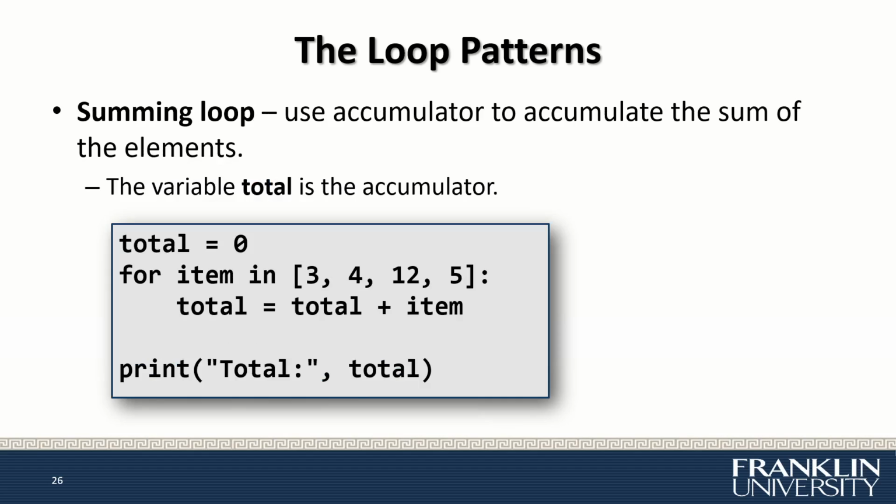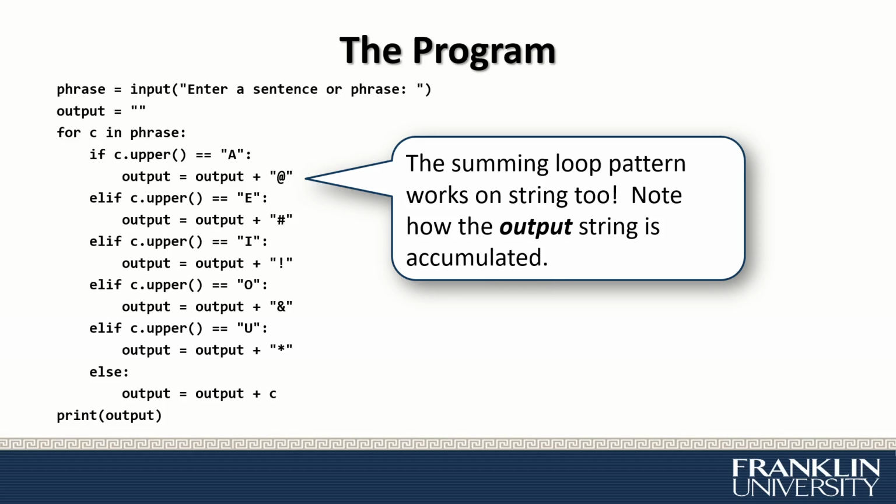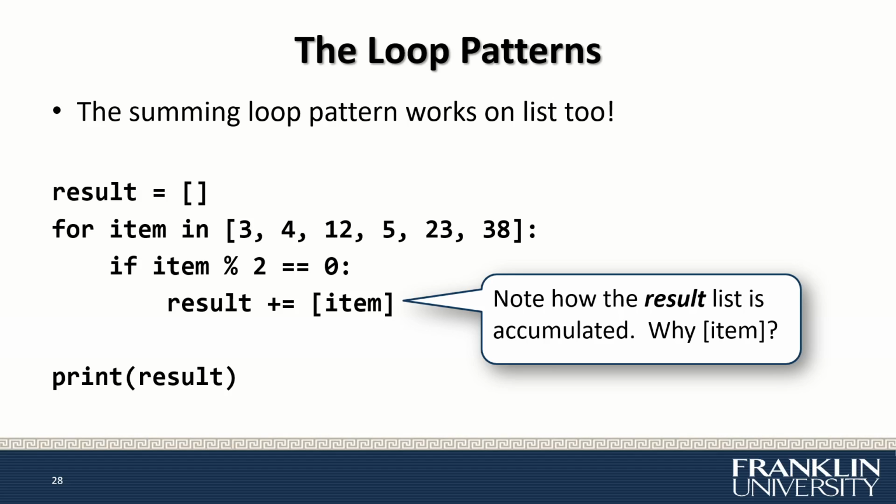Summing loop. This is the accumulator that sums the total. In this case, I have a total equals 0 and accumulate the total using the item found in the list. And we can also do the accumulator with string, as I talked about in the last lecture. The summing loop pattern works for the string also. And if it works for string, it also works for list. I start with an empty list, and I can add items to the list by adding a list item, and that's why I need a bracket around the item to make it a list.